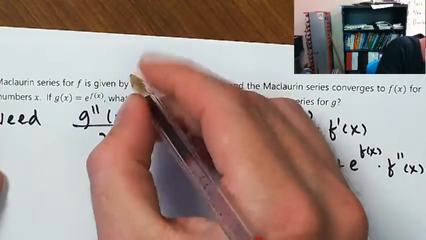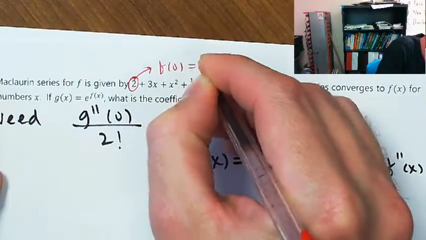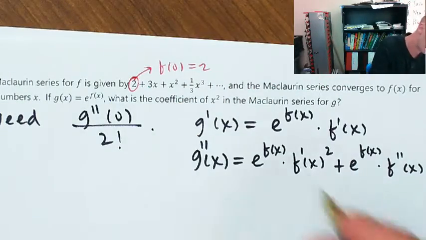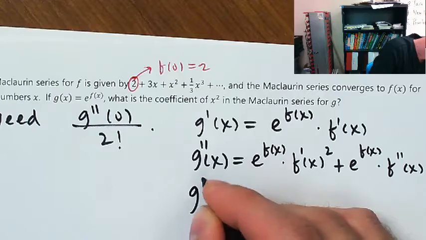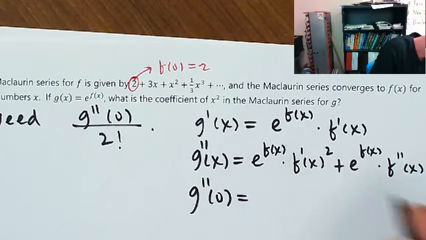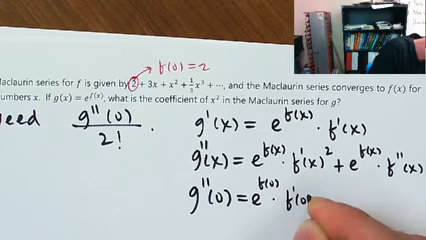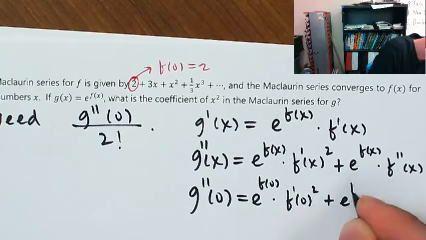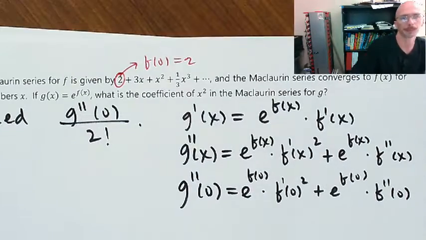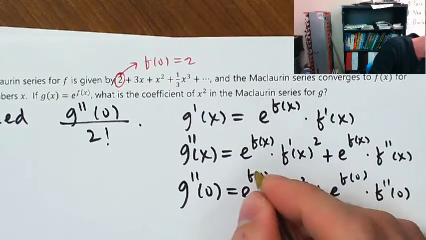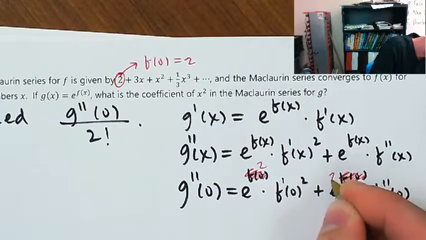Okay. So I'm going to take this to mean that f of 0 equals 2. Okay. So I'm going to say, all right, g double prime of 0 is e to the f of 0 multiplied by f prime of 0 squared plus e to the f of 0 multiplied by f double prime of 0. Okay. Right, now I'm ready to scratch these out and replace them with 2's.